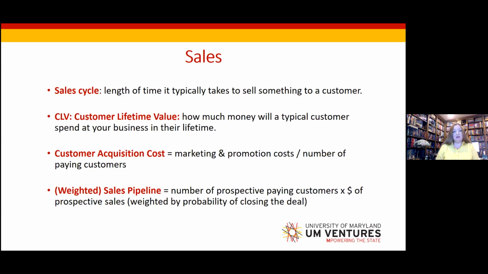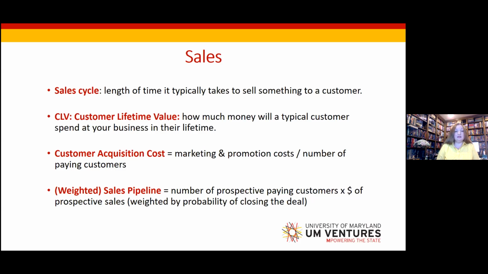So understanding how long it would take for you to sell your product or service to a prospective customer is really important in planning your financials and in projecting your sales for planning purposes.